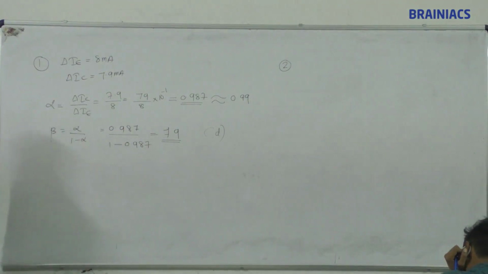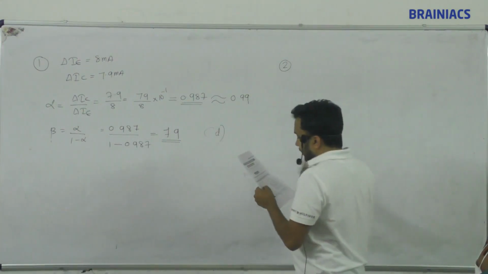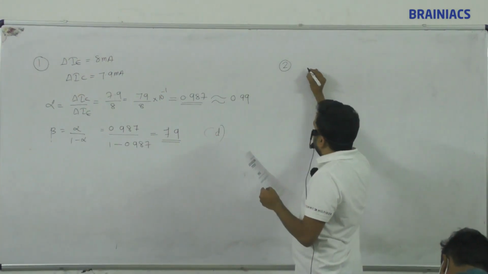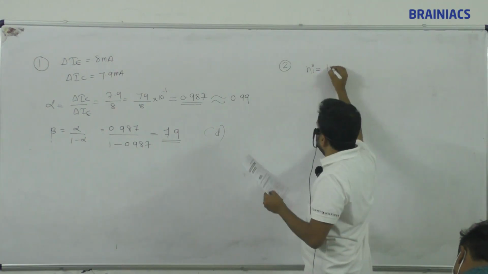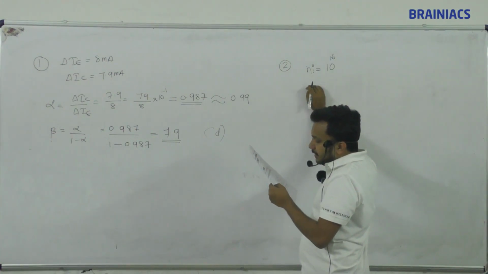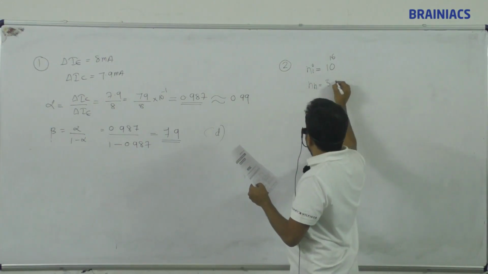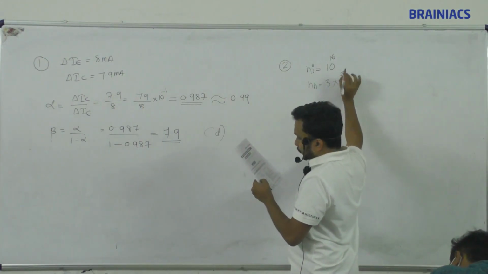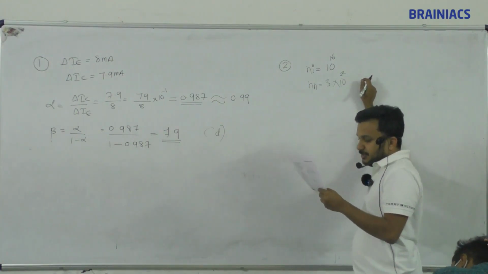A pure semiconductor has equal electron and hole concentrations of 10 power 6 per meter cube. So that is called what? Intrinsic concentration, correct? Intrinsic concentration is 10 power 16. Doping by indium increases the hole concentration, NH, to 5 into 10 power 22 per meter cube. That is a typo mistake.